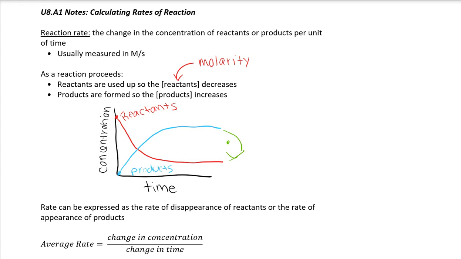When we express rate or when we calculate rate, we can do it one of two ways. We can either look at the rate of disappearance of the reactants, so we can calculate how does the concentration of reactants change over time, or we can express it as the rate of appearance of the products. So we could also calculate how does the concentration of our products change over time.